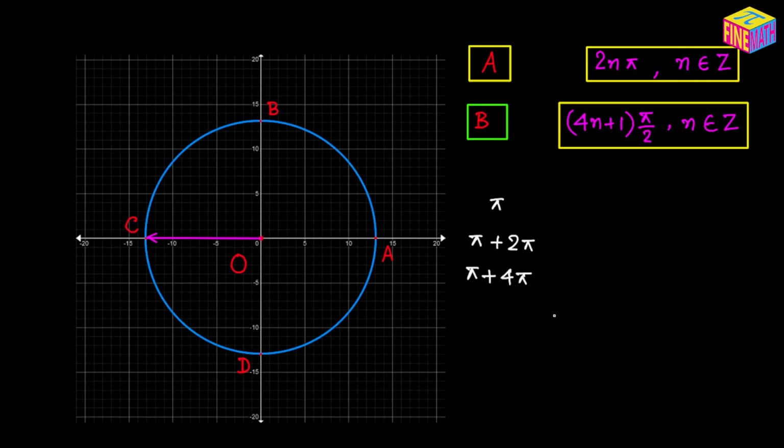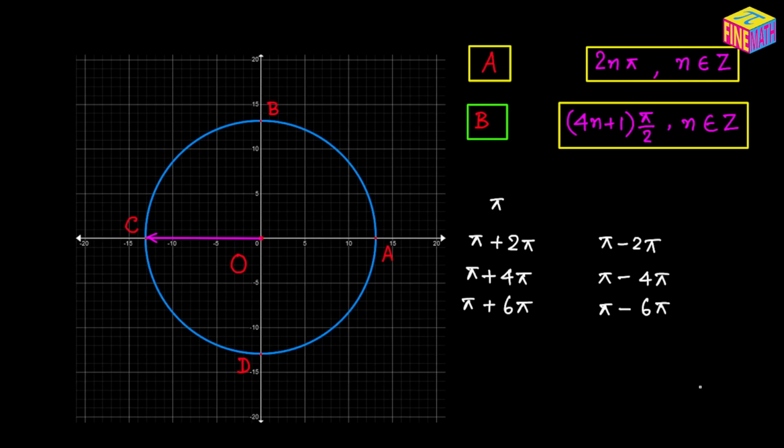If we rotate one more time, it's going to make pi plus 6 pi angle. And similarly, if we rotate it in the clockwise direction from the initial position, then it's going to make pi minus 2 pi angle. And similarly, one more full rotation in the clockwise direction will give pi minus 4 pi angle. And one more rotation in the clockwise direction will give pi minus 6 pi angle.